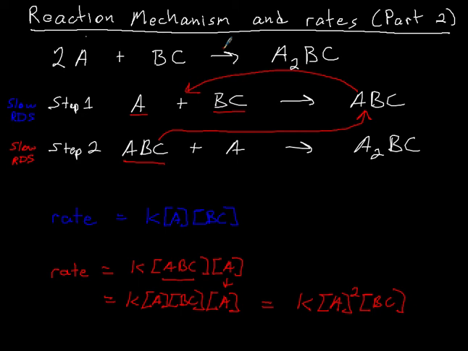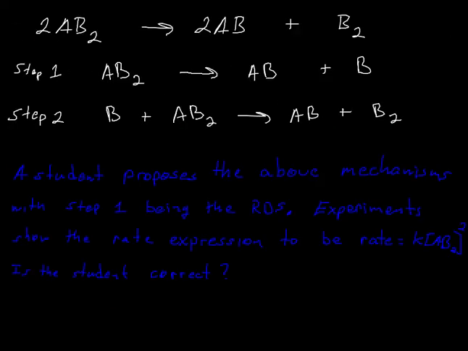So let's look at the second one that we did as well. All right, so looking at our second equation, and we proposed this mechanism, here's a question that you might see. A student proposes the above mechanism with step 1 being the rate determining step. Experiments show the rate expression to be rate equals K, AB2 raised to the second power. Is the student correct? And so pause the video for a second, look at it, and then restart and come back to me. So hopefully you took a chance to look here. If you didn't pause, shame on you.